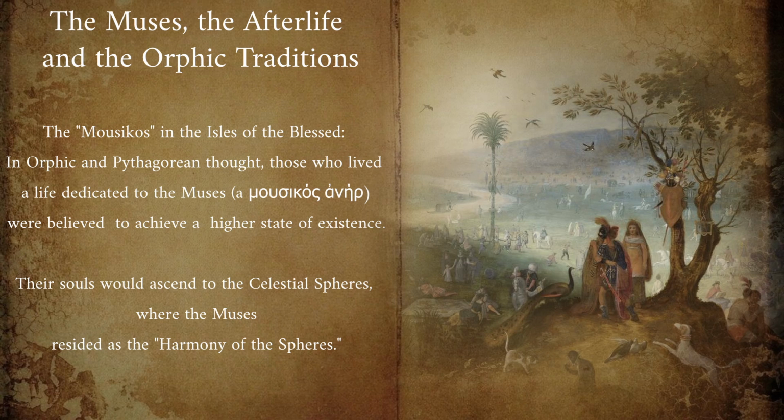And then we have the mousikos in the Isles of the Blessed, also known as Elysium or the Elysian Fields. In Orphic and Pythagorean thought, those who lived a life dedicated to the Muses, a mousikos aner, were believed to achieve a higher state of existence. Their souls would ascend to the celestial spheres, where the Muses resided, as the harmony of the spheres.